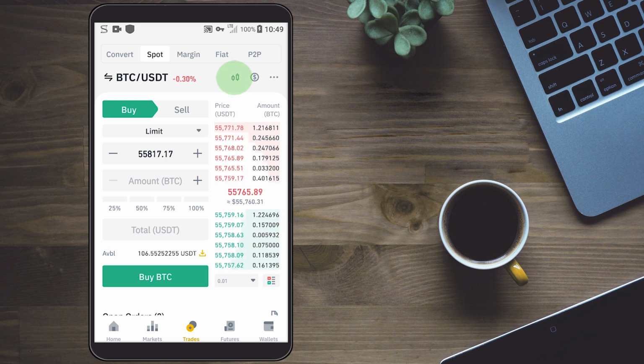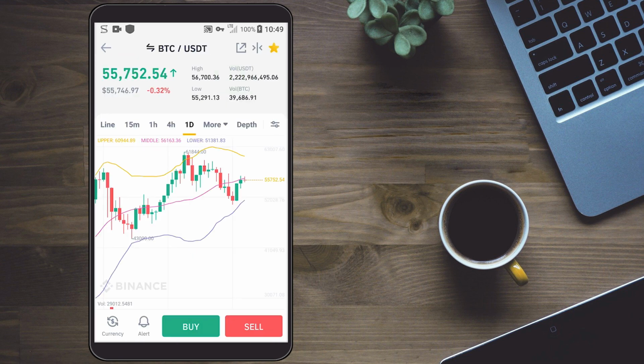Here, by touching these small candles, the price chart opens with some useful information. Here you see the price, 1 BTC equals something like 55,700 USDT, and below that you see the equivalent dollar amount and percentage of changes in the past 24 hours. Here's the highest and lowest price in the past 24 hours, and here you see the volume in terms of USDT, which is more than 2 billion USDT or its equivalent dollars. And below that, the volume in terms of number of Bitcoins in the past 24 hours.